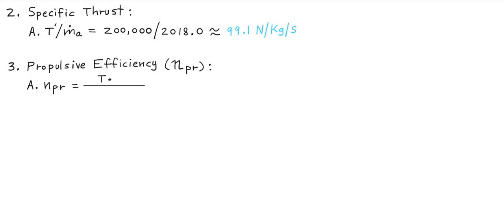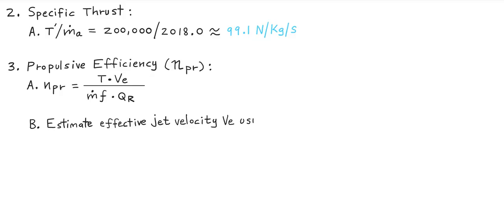So this is the eta sub PR, the eta symbol for efficiency. Again, you can look that up in your formulations. I'm just posting this here for reference, but the point is to estimate the effective jet velocity V sub E using thrust.